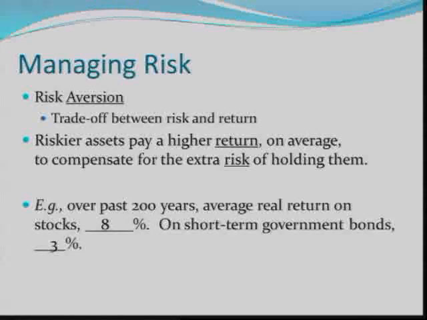Okay, you do need to know the relationship between risk and return. Like I said, investors like low risk and high returns, but riskier assets tend to pay a higher return to compensate for the extra risk of holding them. Now, these are averages. I do want you to know these numbers, but remember, this is average over 200 years. We know interest rates are really low right now, but average over the past 200 years, stocks, 8%. For short-term government bonds is 3%. Okay, so which one's riskier based on this?